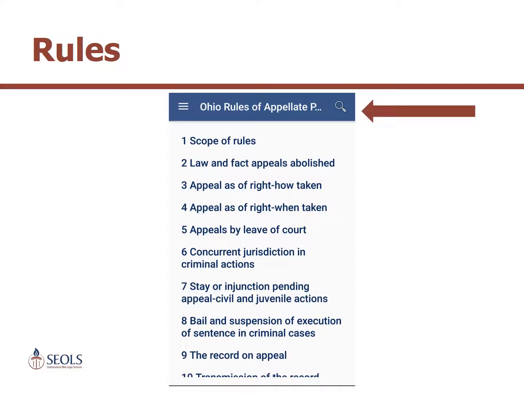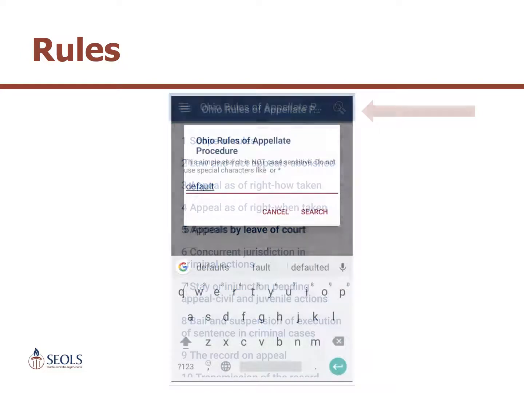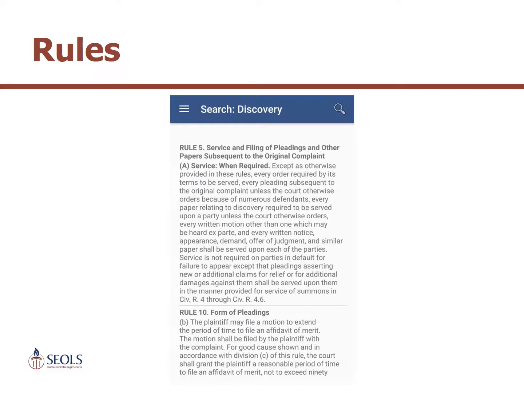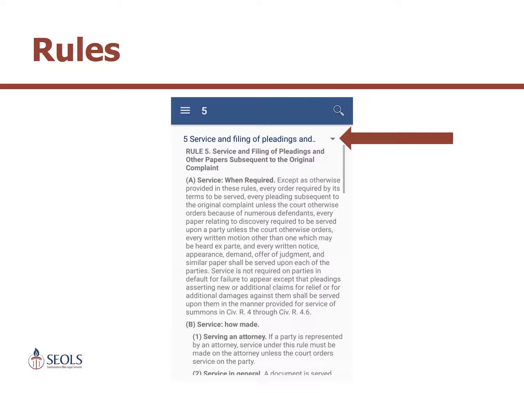By clicking on the search button in the top right, you are able to search for terms within the current book. Type in your search term and click Search. Note that the search is not case sensitive and does not allow the use of wildcards. The search results will show the number that contains the search term as well as the paragraph. Clicking on the rule then opens the entire rule. There's a drop-down menu at the top that allows you to quickly select other rules within the rulebook.